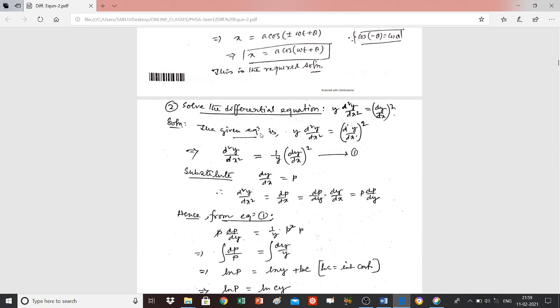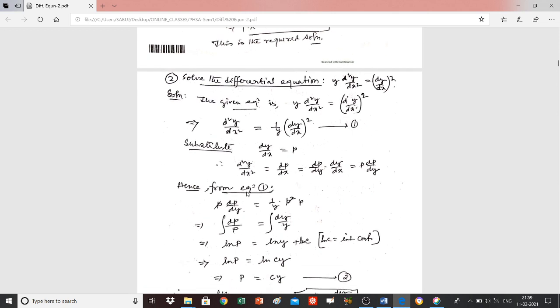So the given equation is written once again, and from here you can rewrite this equation as d²y/dx² = (1/y)(dy/dx)². This is equation number 1. Now just write dy/dx = p, and from here you can write d²y/dx² = p dp/dy. So now substitute these values in this expression.